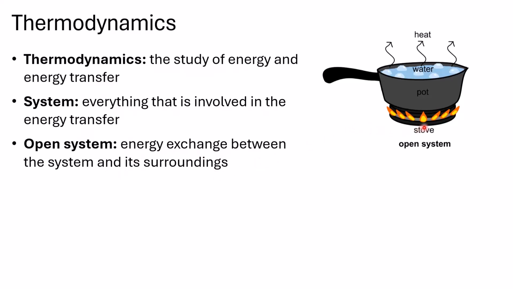For example, let's say we have a pot of water on the stove. In this case, our system would be the stove, the pot, and the water in the pot. As the stove heats up, the energy from the stove is transferred to the pot, which is then transferred to the water to warm it up. This is an open system because the water is releasing energy as heat into its surroundings.